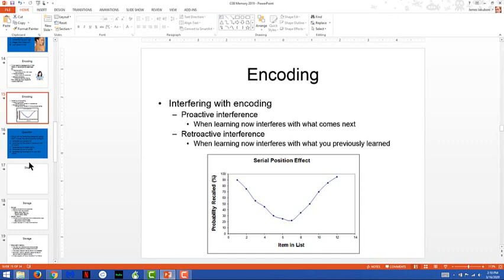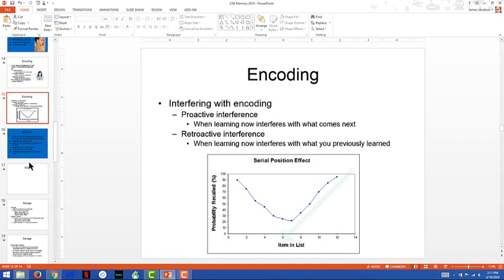Interference is a general name given to something that blocks your ability to remember something. That should be pretty straightforward. But oddly, it turns out that there's two forms of interference, proactive and retroactive. Proactive is a process in which any learning that occurs now interferes with what is going to come next. So if I tell you something now and you're thinking about it, the next thing that I tell you will be less well processed if you're still thinking about that first item. And the reverse can actually occur as well in retroactive interference, when you're talking about backwards in time.